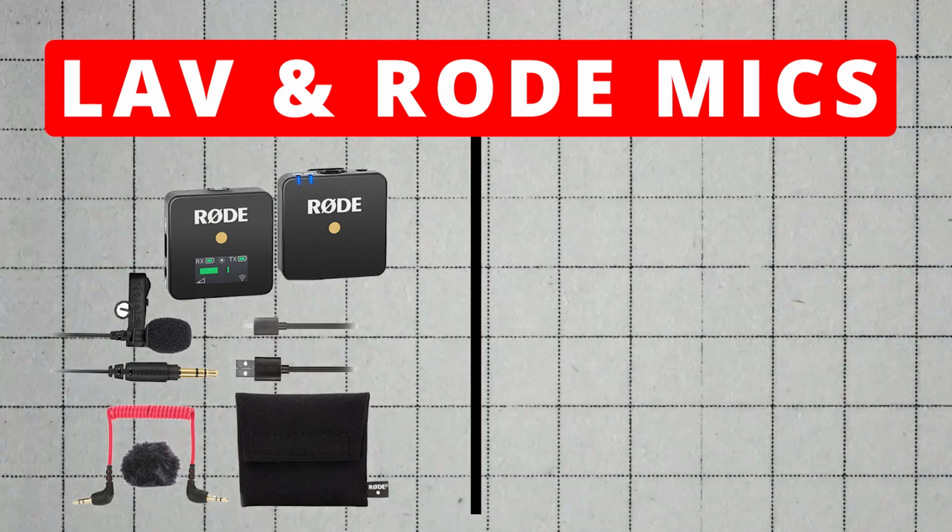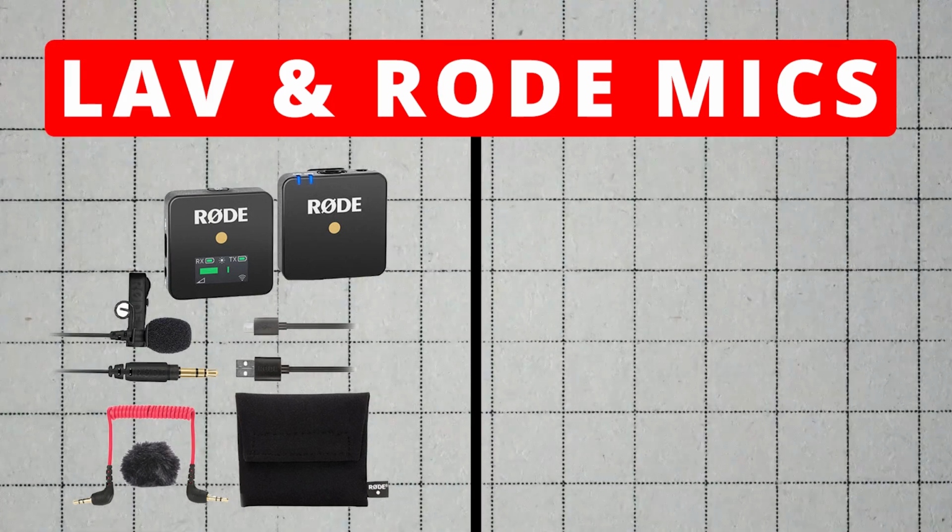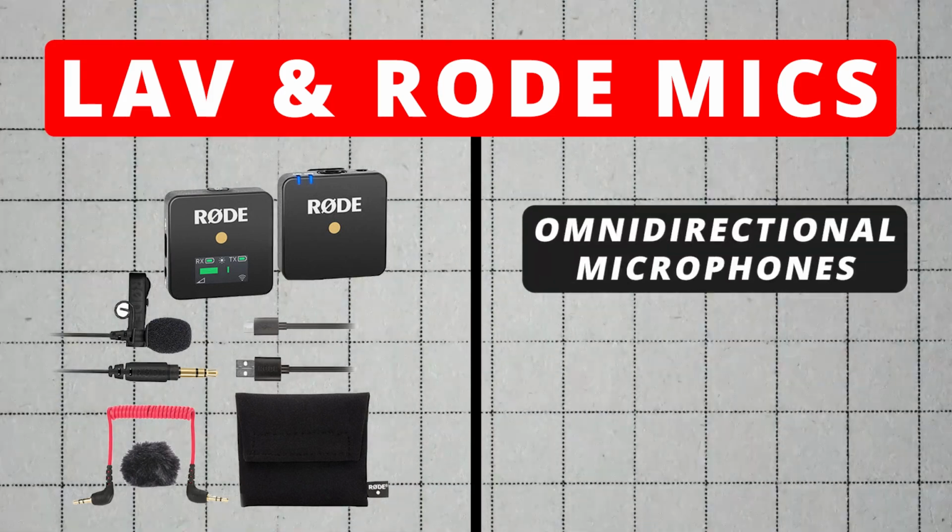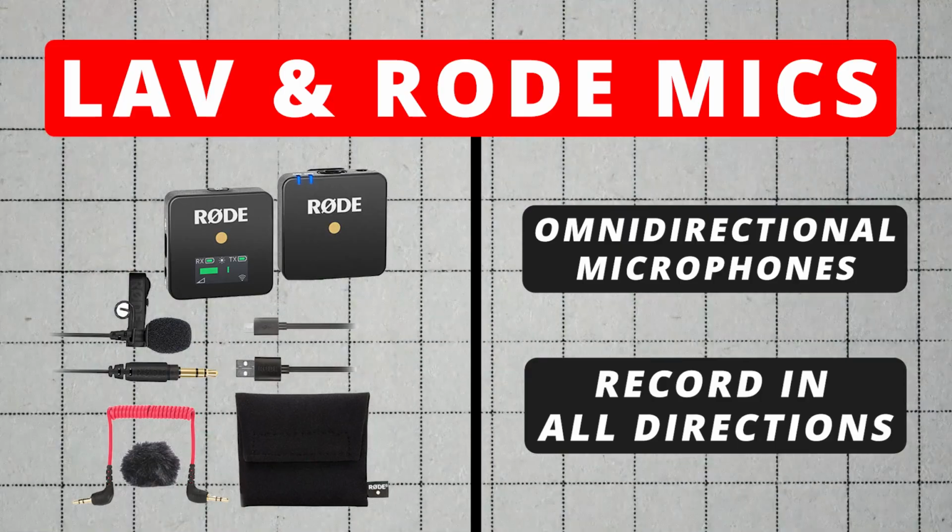Whereas on the flip side, the lav mics, the Rode wireless mics, those are all omnidirectional mics. So they literally record audio in all directions. Again, this is good. You don't need to worry about where that mic is, but it could also pick up some of that background noise and reduce the quality of your audio.